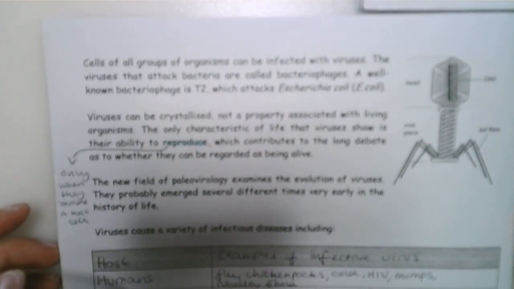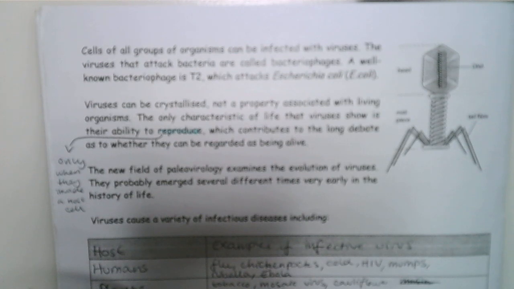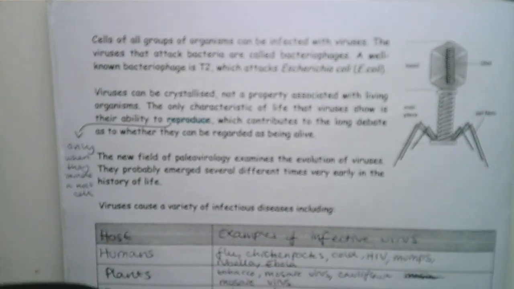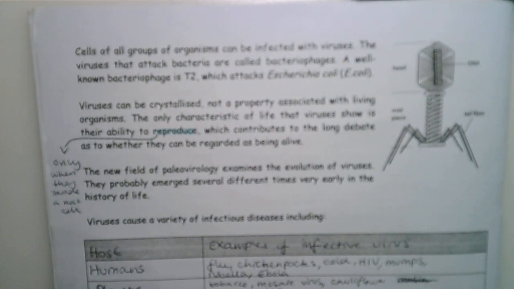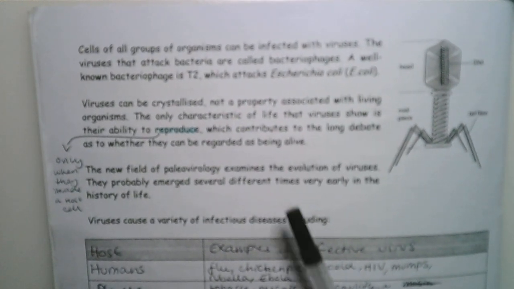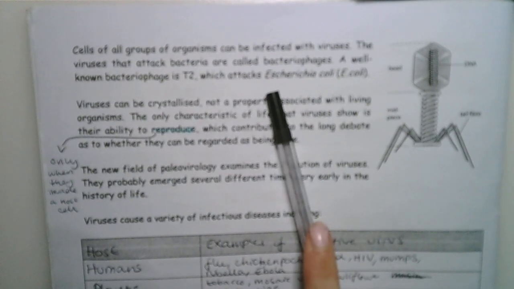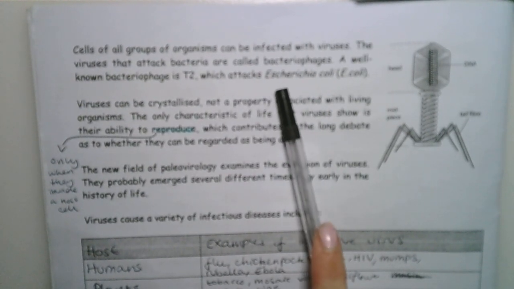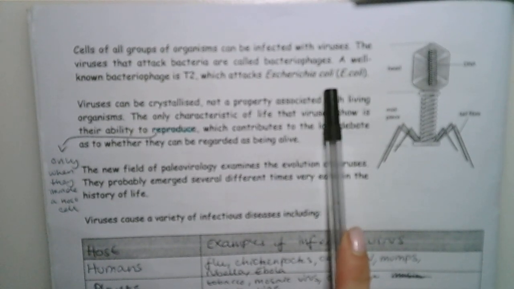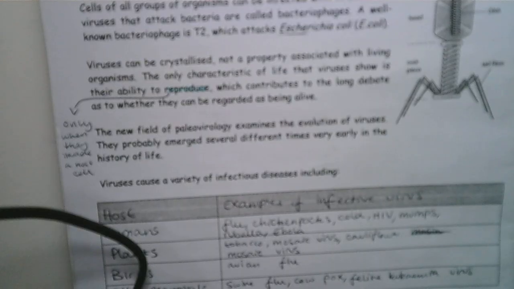Cells of all groups of organisms can be infected with viruses. The viruses that attack bacteria are called bacteriophages. A well-known bacteriophage is T2, which attacks the Escherichia coli, E. coli.